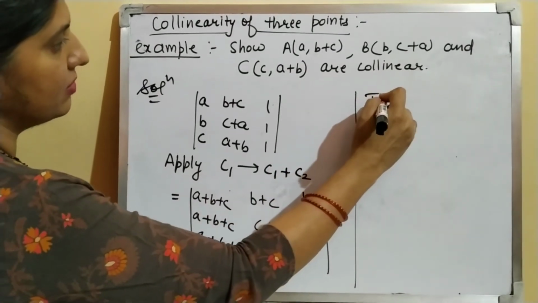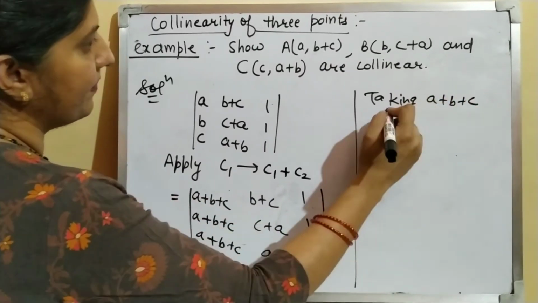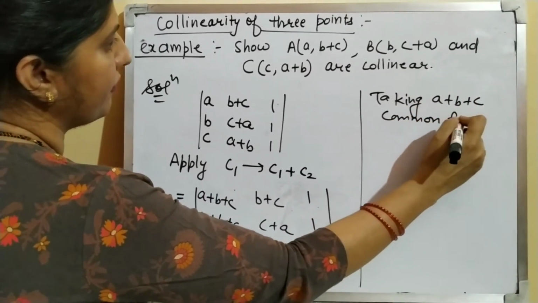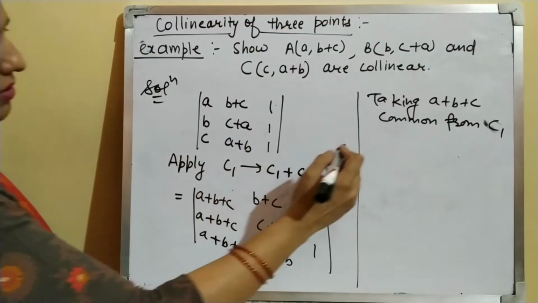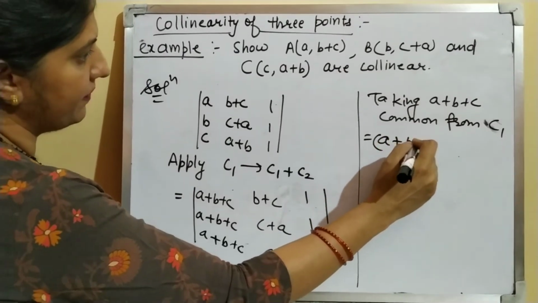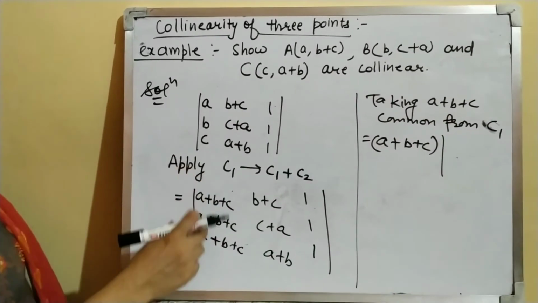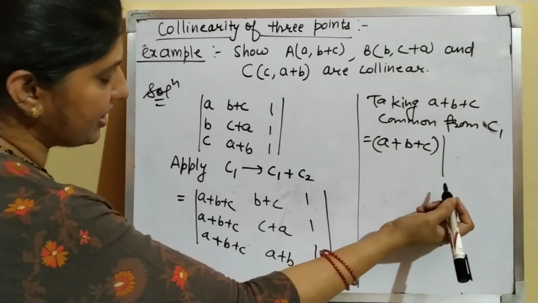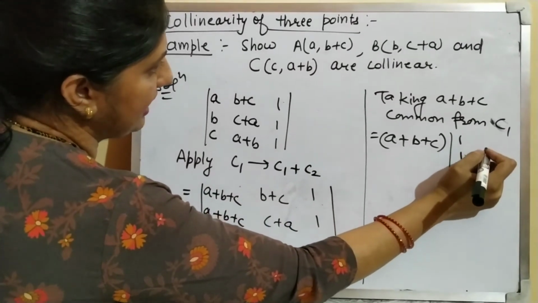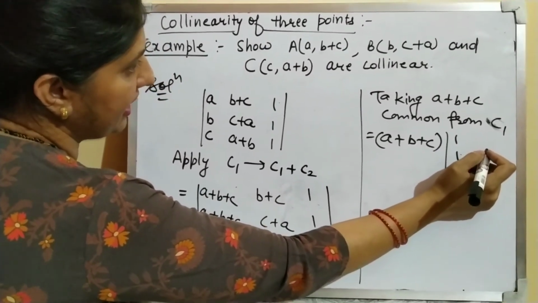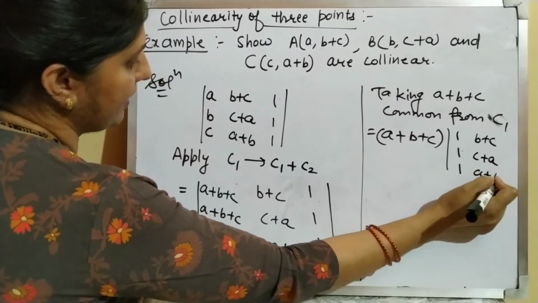Taking A plus B plus C common from column 1, write the common factor outside the determinant. In column 1, all entries are 1, 1, 1. The second column and third column remain as they are: B plus C, C plus A plus B.